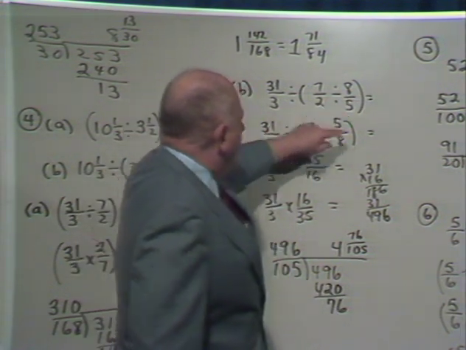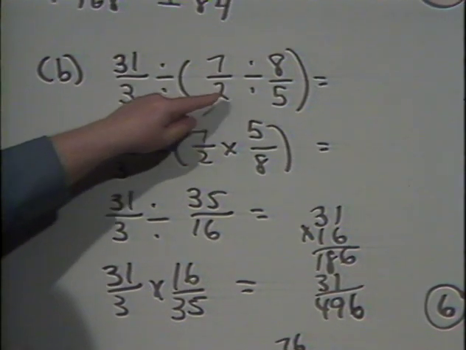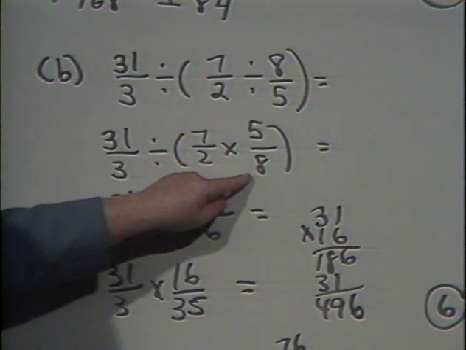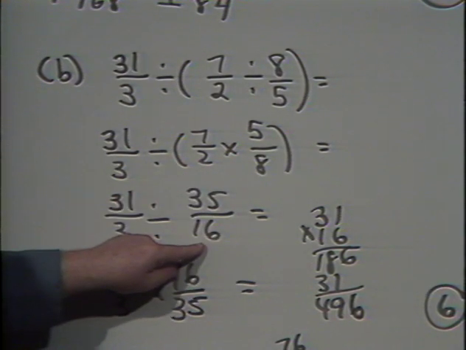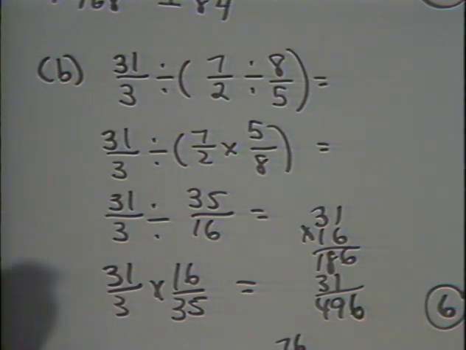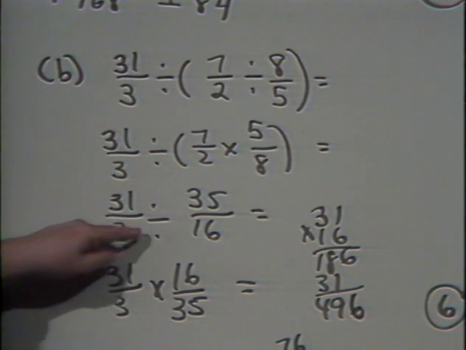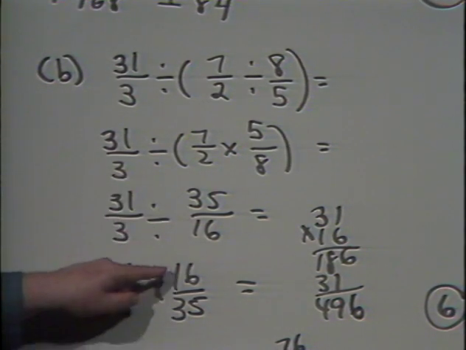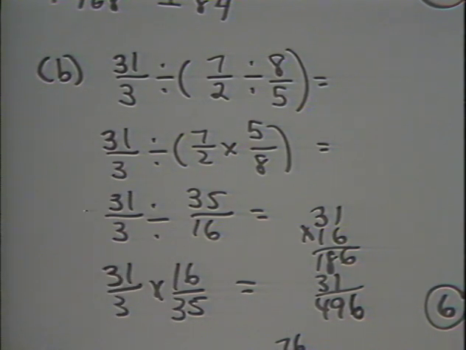Since I'm working inside the parentheses, I first work with 7 halves divided by 8/5. So that's 7 halves times 5/8. That's 35 16ths. So in the language of common fractions, the problem has become 31 thirds divided by 35 16ths. To divide by 35 16ths, you multiply by 16 over 35.